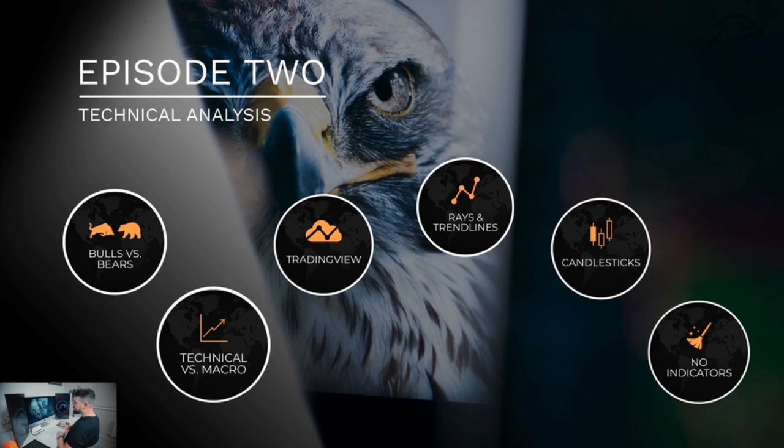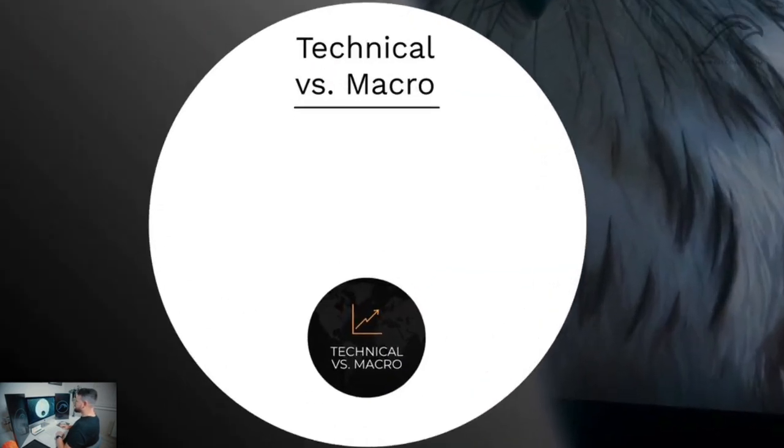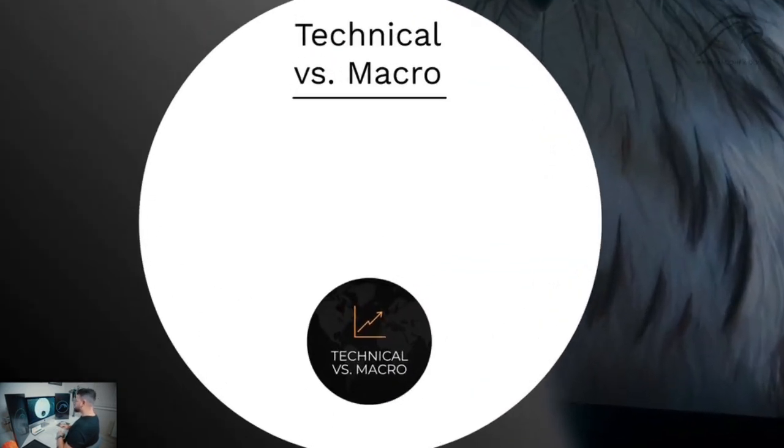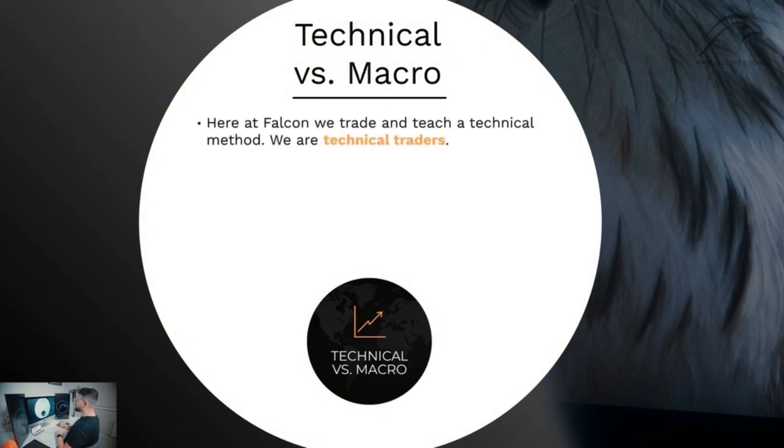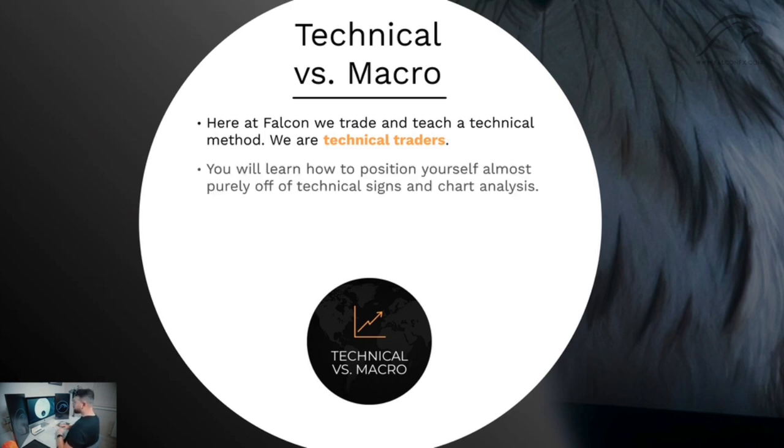But first up, let's take a look at technical versus macro. So if you're a technical trader, then you'll already understand this. But if you're completely new, there's a few ways that we can look at the market. We can look at it from a technical standpoint, or we can look at it from a macro. Now, some people combine them. What we found is technicals really give you that long-term sustainability. So here at Falcon, we trade and teach technical methods, and we are technical traders first and foremost.